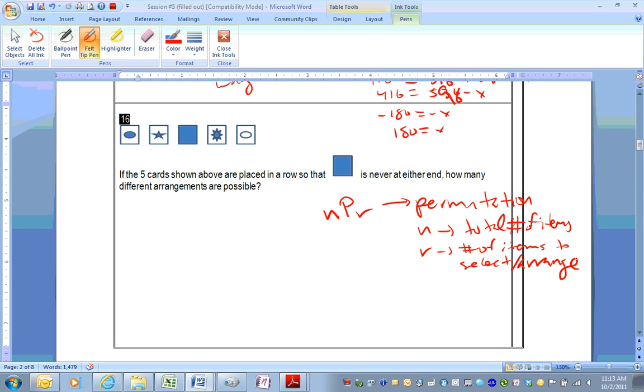But what makes this one especially tough is that you can't have this shaded box at either end. So they kind of throw this curveball at you. But I think Isabel had the right thing. So let's make 5 slots. Can the shaded box be in the first slot? No. So let's put it in the second slot.